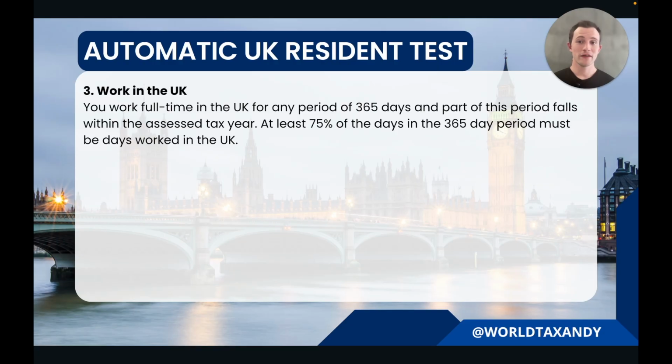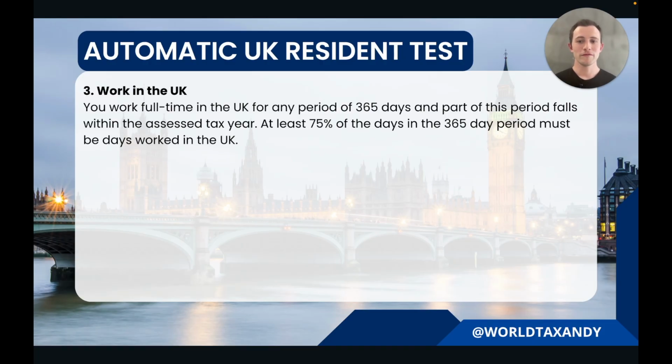So finally, we look at the work in the UK tie. And this says that you're automatically UK resident if you work full-time in the UK for any period of 365 days, and part of this period falls within the tax year in question. At least 75% of the days in the 365-day period must be days worked in the UK, and that's for more than 3 hours per day. So essentially, you have to have worked more than 274 days in the UK in any 365-day period, and some of those days must fall within the UK tax year.